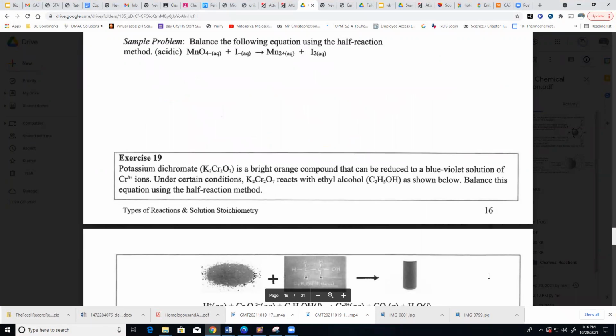And we'll stop there, and then we'll talk a little bit more tomorrow about it if it says they're in basic solution. So if it says it's in basic solution, you can think you're going to have to get rid of those H pluses because that's what's making it acidic. So we'll look at those tomorrow.